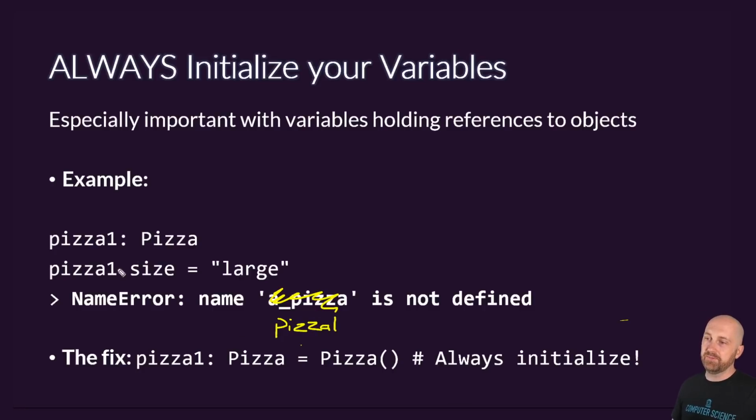is not defined, right? So the way that we fix this is we would say pizza1 is a variable of type pizza, and it's initialized to a new pizza object. We're constructing a new pizza object. And then after we've done this construction step and assigned the reference returned to us to the pizza variable, then we can start working with its attributes, right?